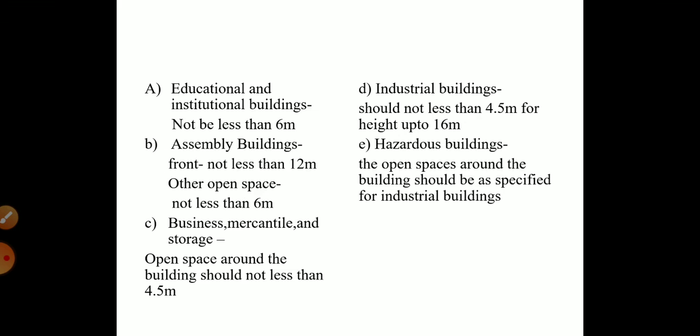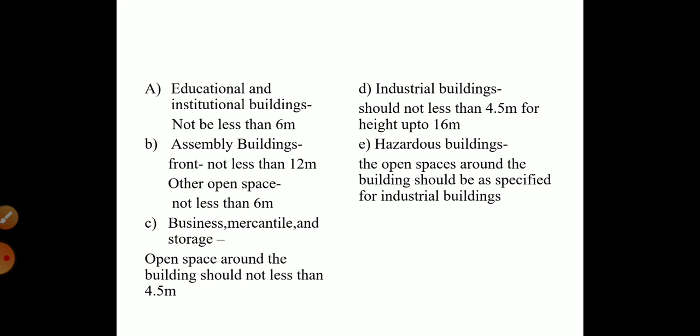If there is assembly building, then the assembly building's front open space should not be less than 12 meter, whereas in other open space, okay, it should not be less than 6 meter. Okay, that is called assembly buildings.